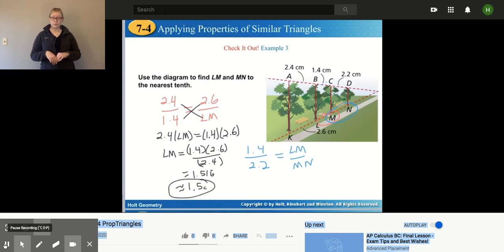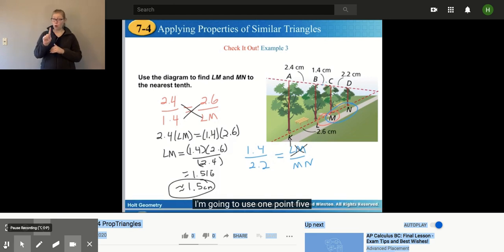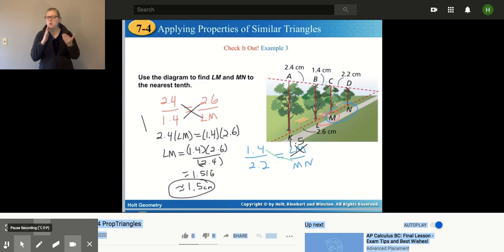And of course we're doing centimeters on this because it's a picture. All right, so now I know that LM is 1.5 centimeters, so that's what I'm going to use here. I'm going to use 1.5. And so we're going to cross multiply again. Maybe I'll use a green pen here.